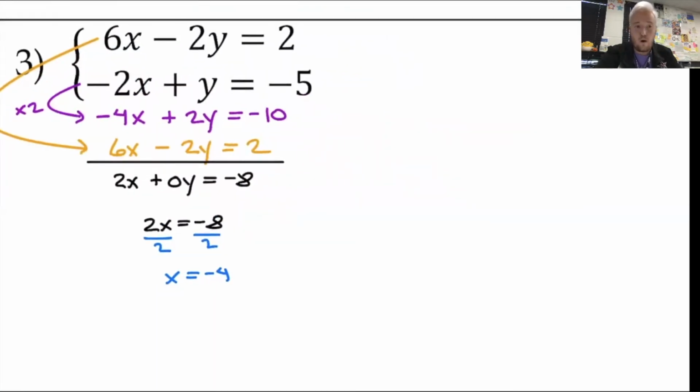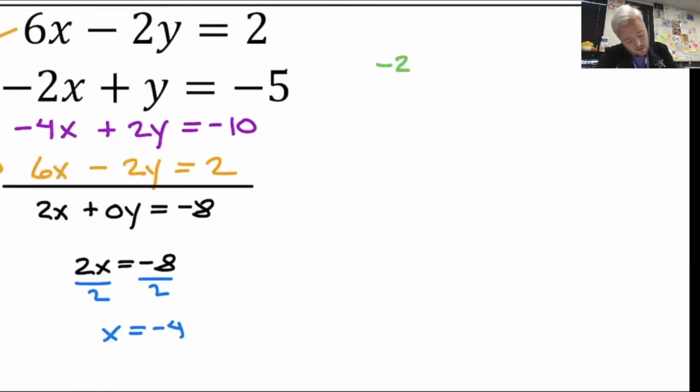So now I need to find the y value. So I'm going to plug it into one of my equations. It doesn't matter which one. So I'll use this bottom equation. So I'm going to use negative 2x plus y equals negative 5.